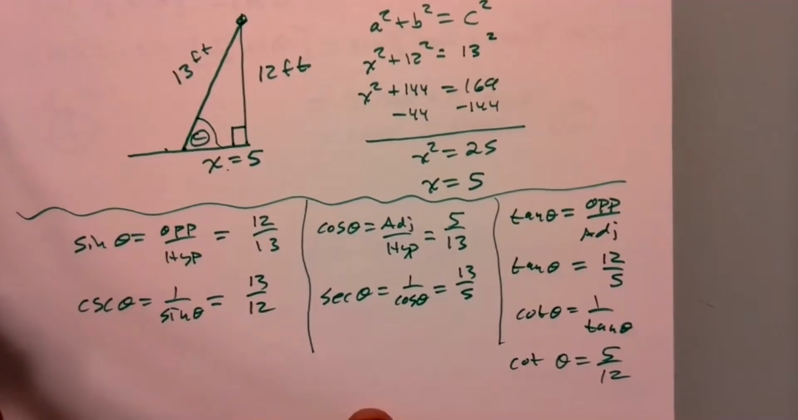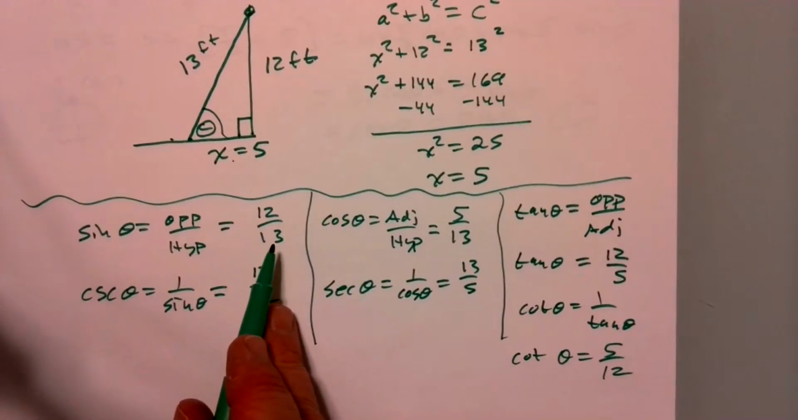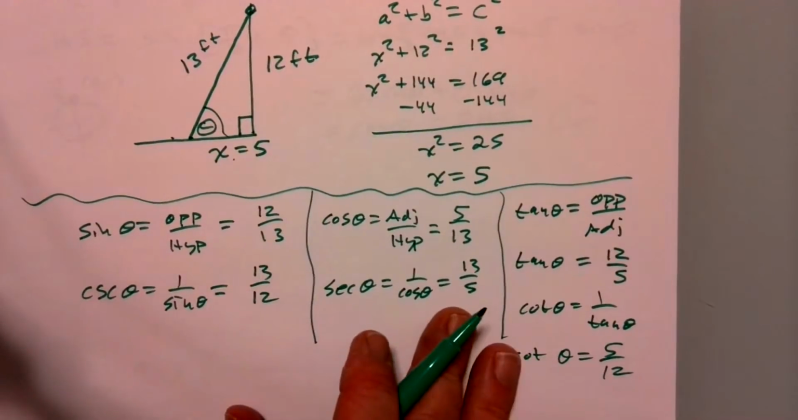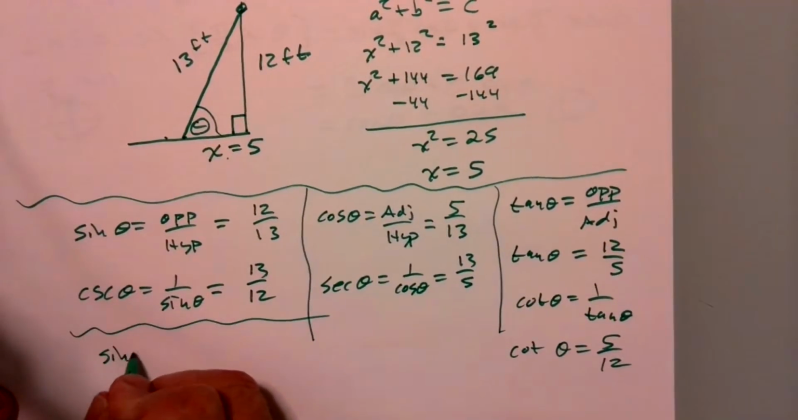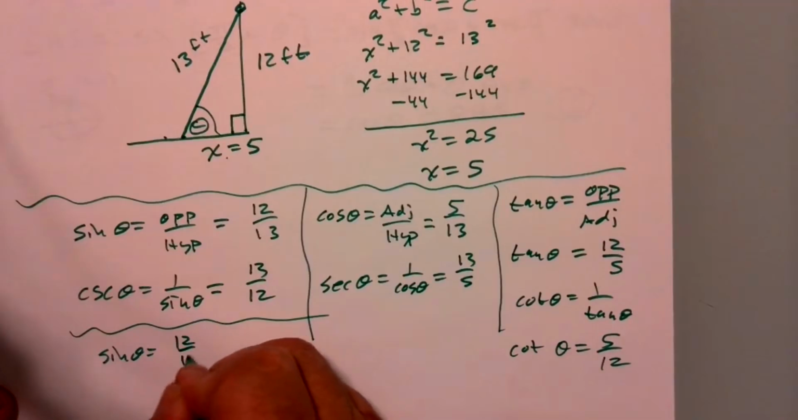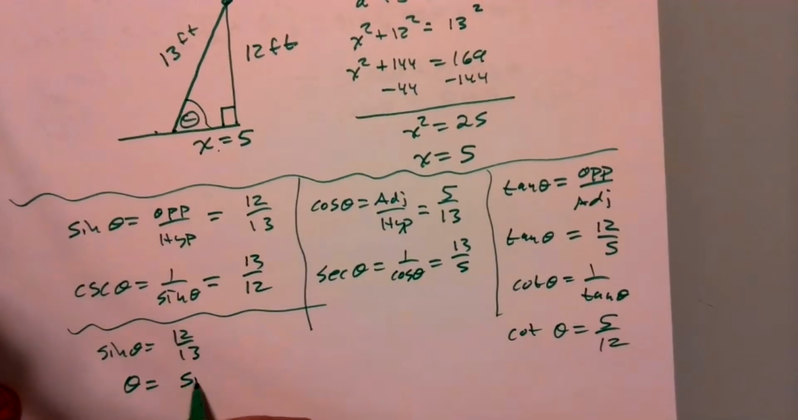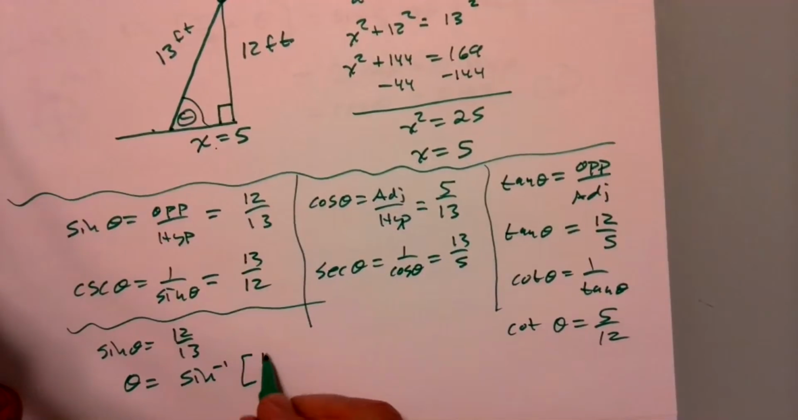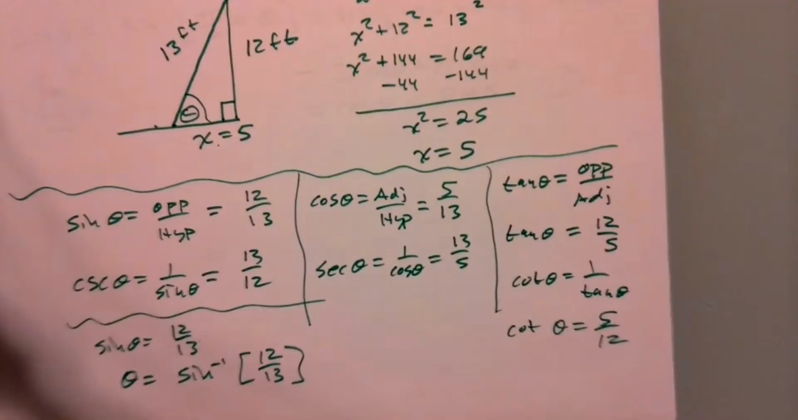Now, the next question that's asked is, what is theta? Well, I said sine theta is 12/13, right? So we've already done that. We know that sine of theta is 12/13. So if we know that, what is theta? Theta would be the inverse sine or arc sine of 12/13, which you can't evaluate without a calculator. But that's an exact answer. So if I ask for an exact answer, that's the sort of thing I'm looking for.